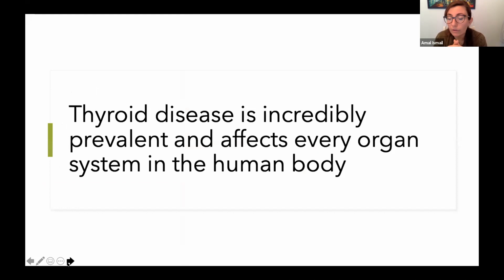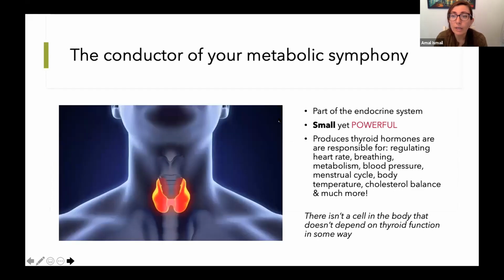So really, thyroid disease, as many of you know, is incredibly prevalent. It's probably second to type 2 diabetes and affects every organ system in the human body. And the reason for that, let's review what the thyroid is and the functions of the thyroid. So the thyroid is really the conductor of your metabolic symphony. We often think of the thyroid as responsible for metabolic function, but it actually is responsible for much more.